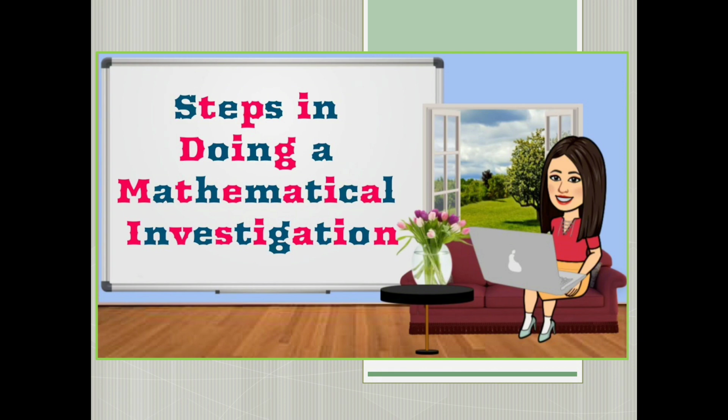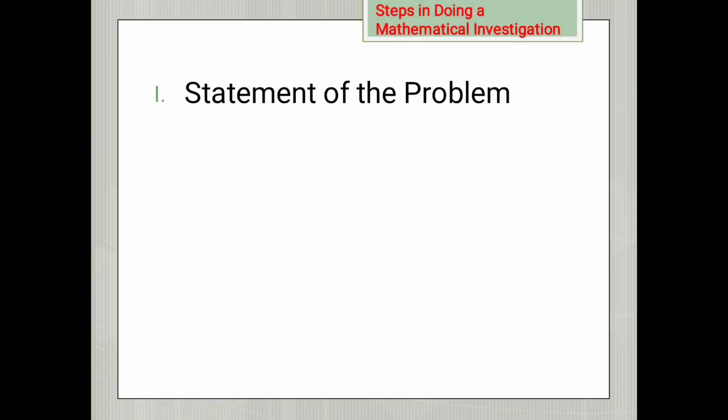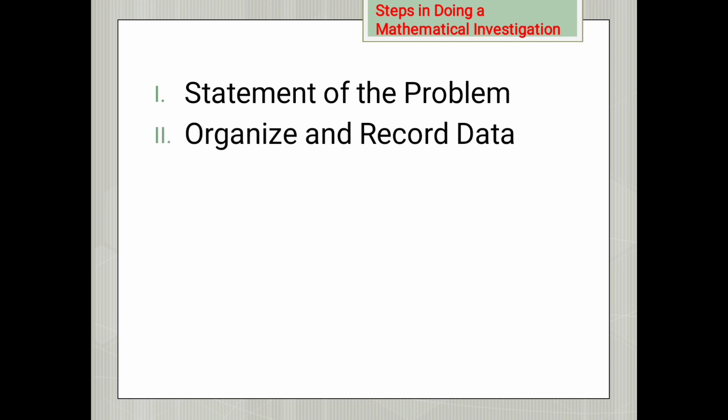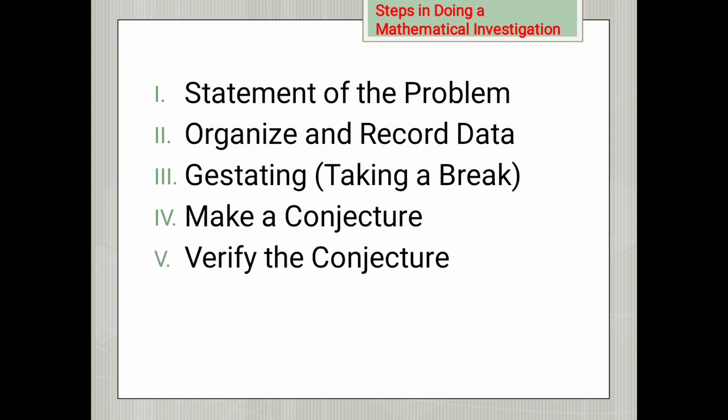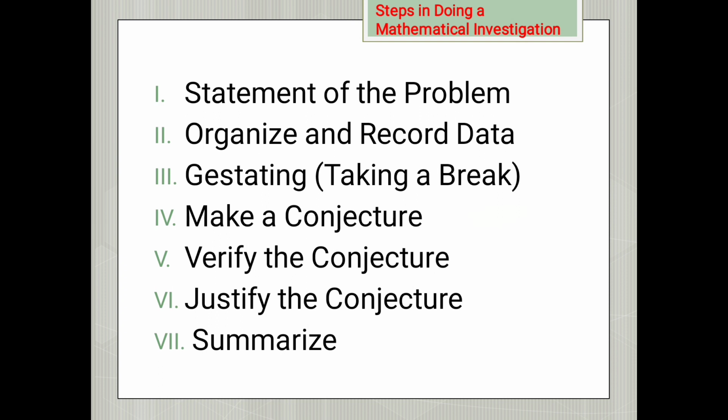Steps in doing mathematical investigation. First is statement of the problem. Second is organize and record data. Third is just stating or taking a break. Fourth is make a conjecture. Fifth, verify the conjecture. Sixth, justify the conjecture. And lastly, summarize.